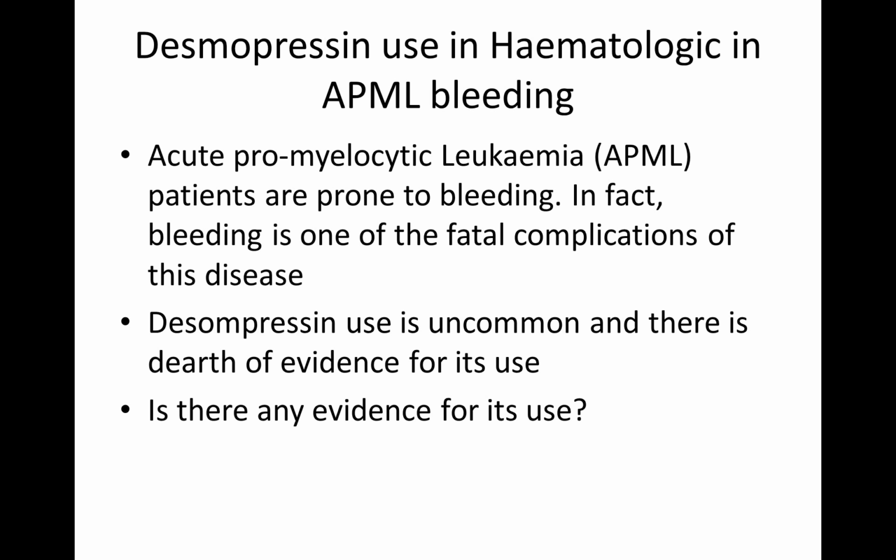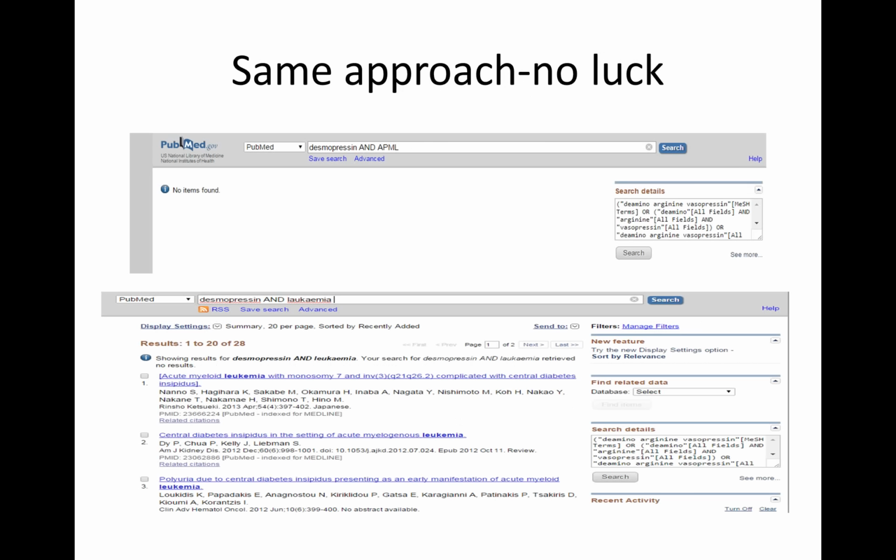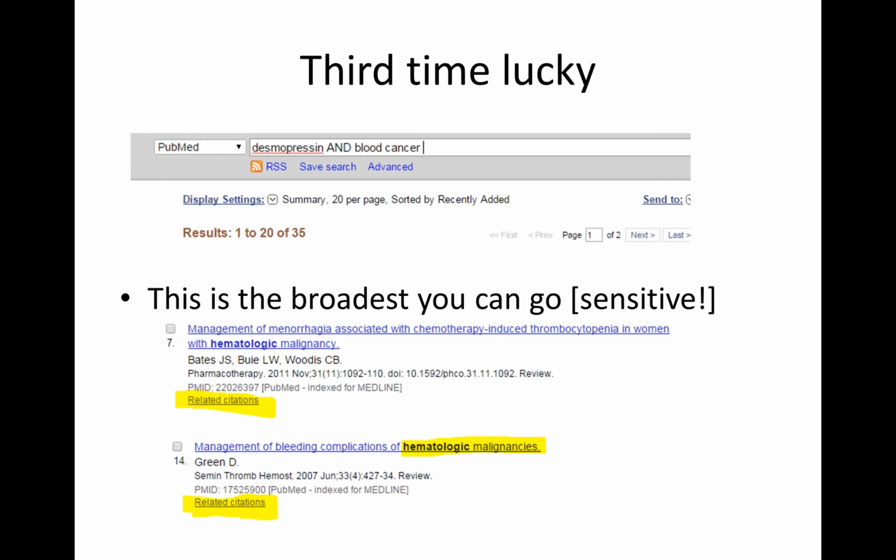So you can say, oh, I couldn't find any evidence, so that's why this is my answer. But what we want is for you to try different search approaches. So for example, I put desmopressin and APML, as I did in the first one, and I got nothing. I got zero relevant studies. So what to do? Then I do desmopressin and blood cancer.